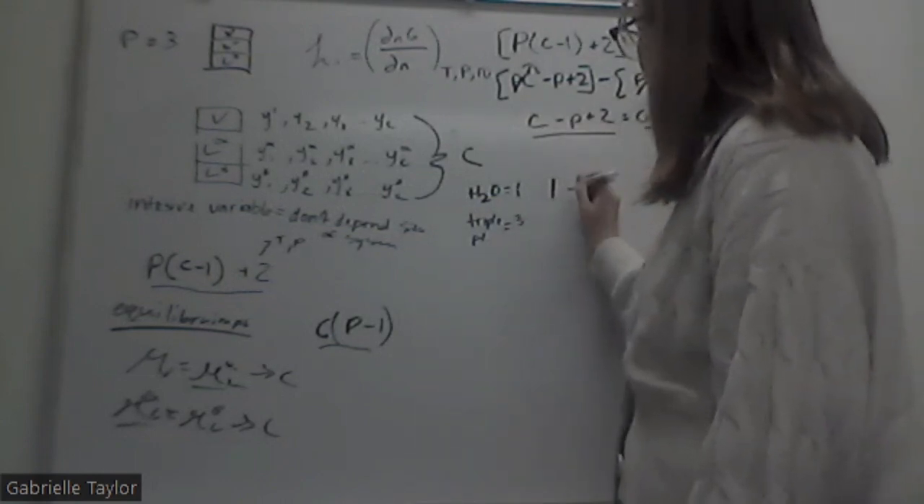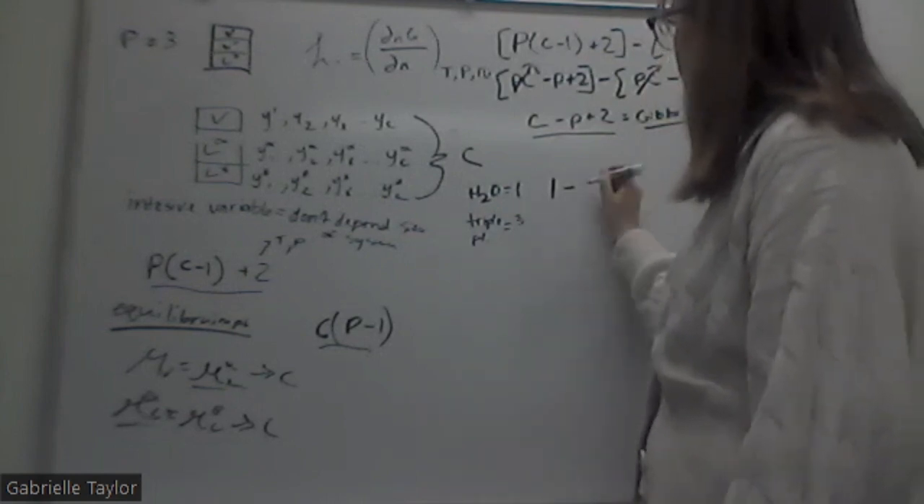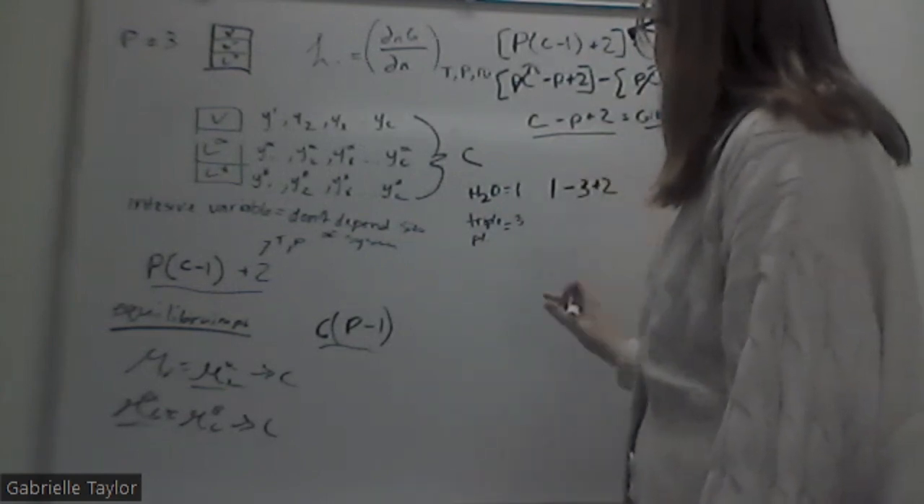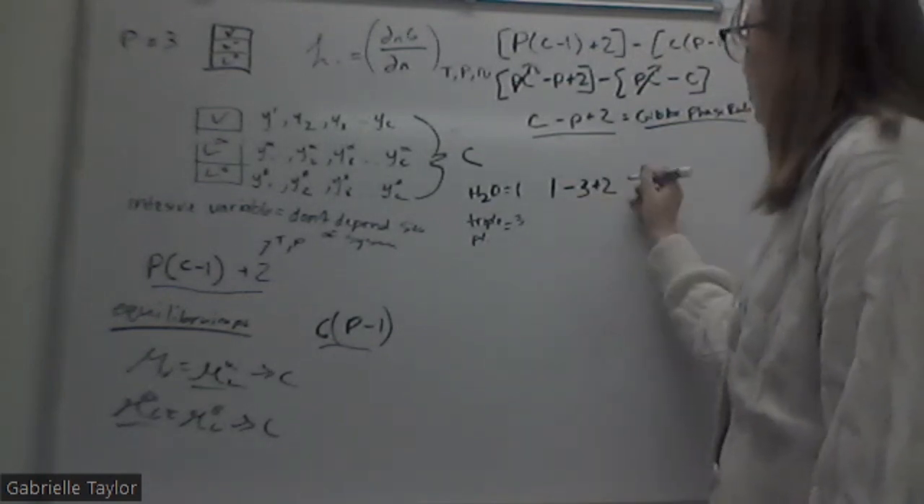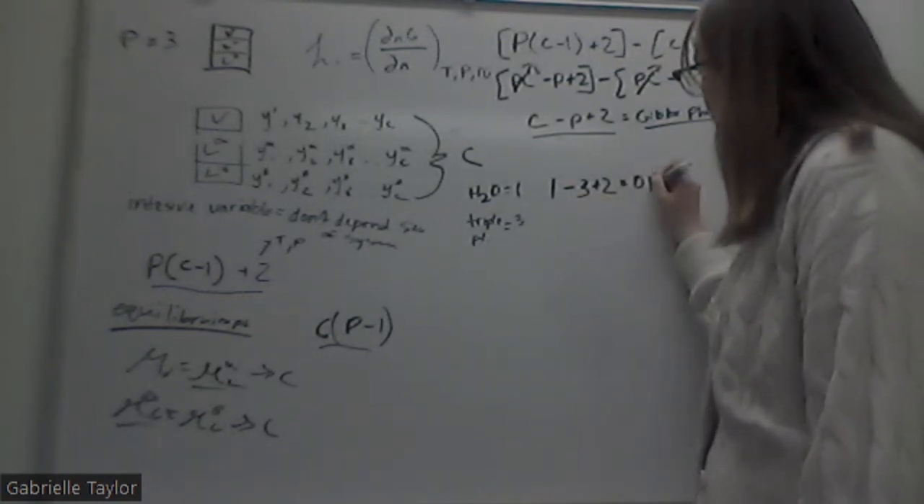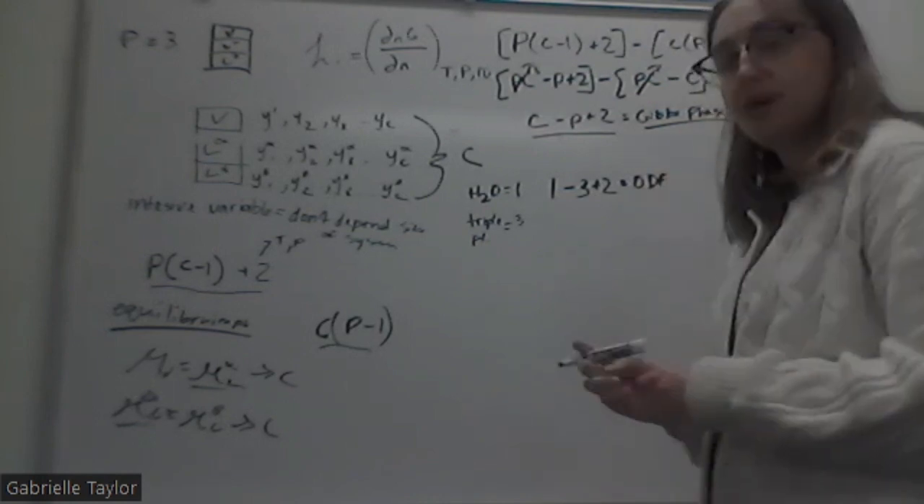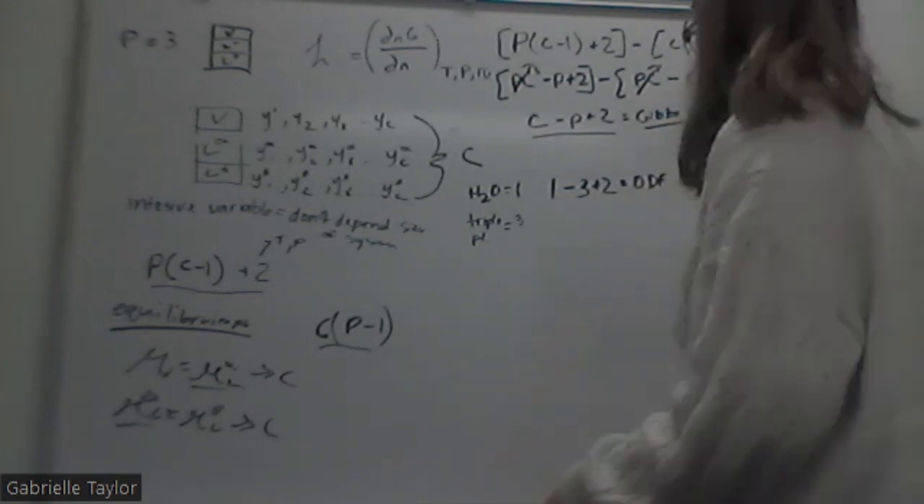So there's one component minus our triple point, which has three phases, plus 2. So now let's think about this. We do this here, so that's going to be 1 minus 3 plus 2. That means there are 0 degrees of freedom. Does this make sense?